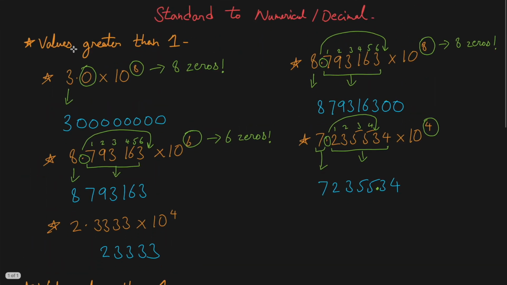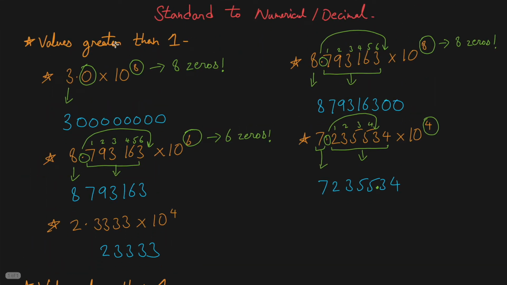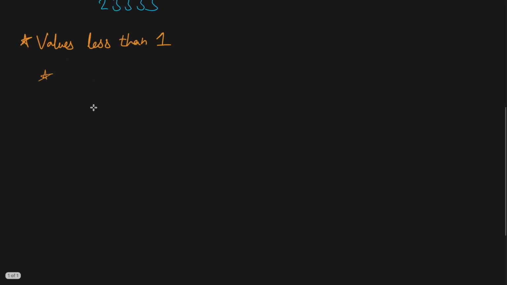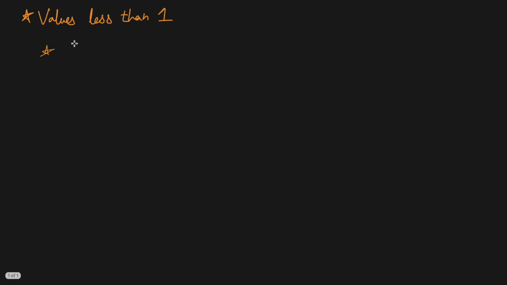In the upper case, for values greater than 1, we introduce the zeros after we have written the digits, on the right side, obviously. Here will be the exact opposite. We will introduce zeros first, which is basically on the left side, and then at the end we will write the digits. So let's have an example.